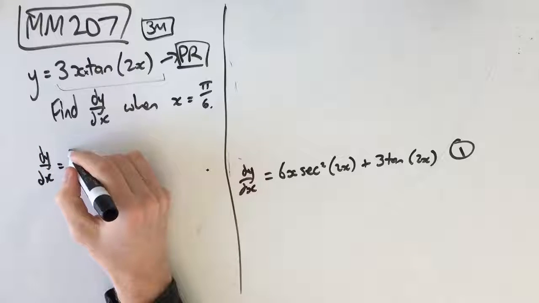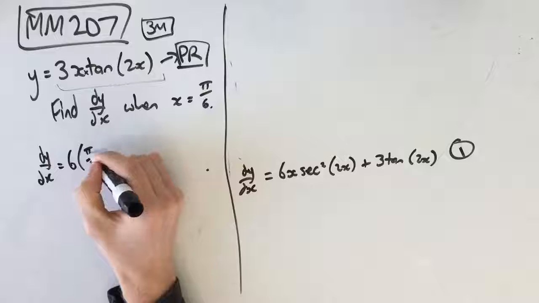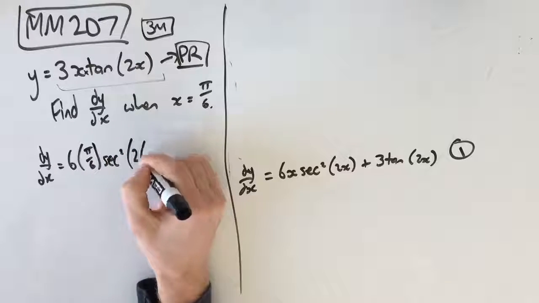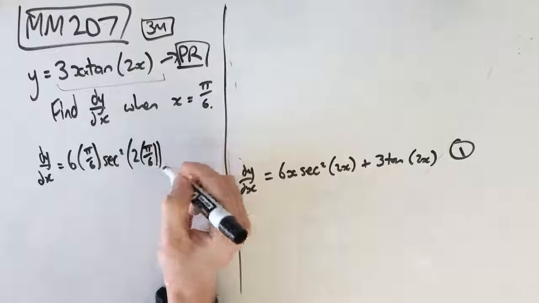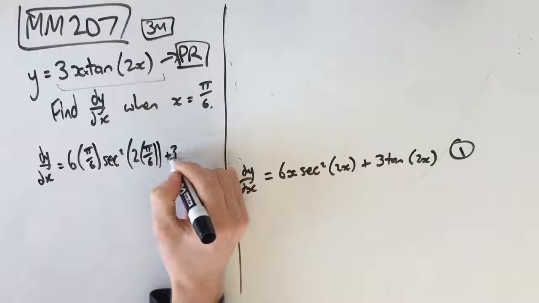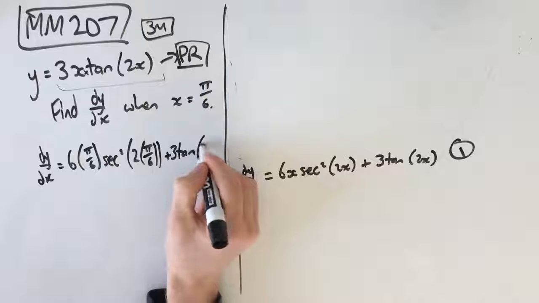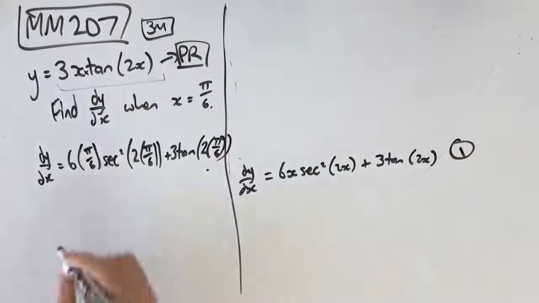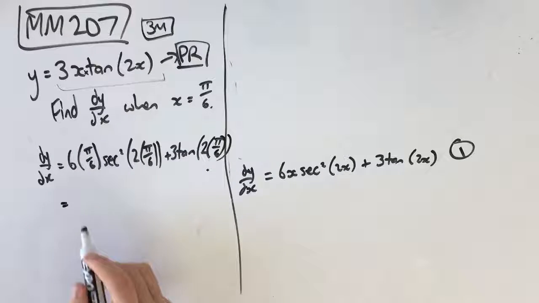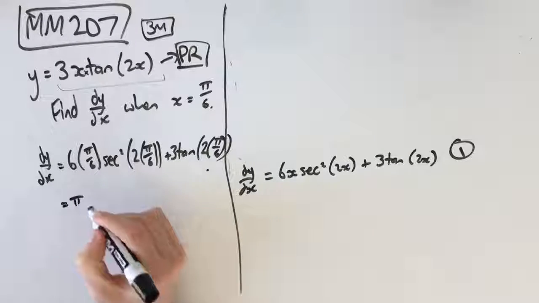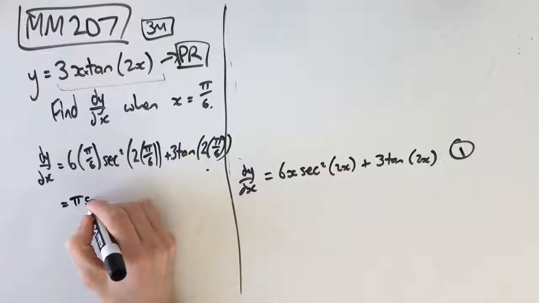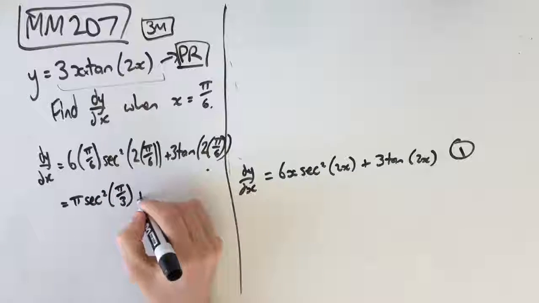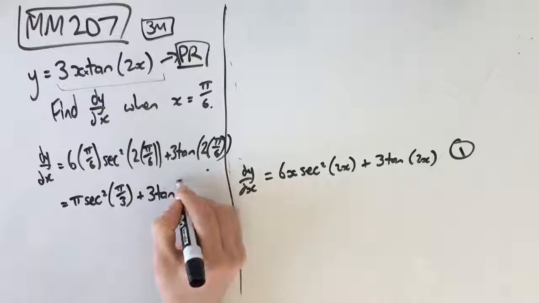So dy/dx is equal to 6 times pi on 6 sec squared 2 times pi on 6 plus 3 tan of 2 times pi on 6. Awesome. Sweet. So 6 times pi on 6 is pi. And I'm just going to rewrite this again. So it's pi sec squared of pi on 3 plus 3 tan of pi on 3.